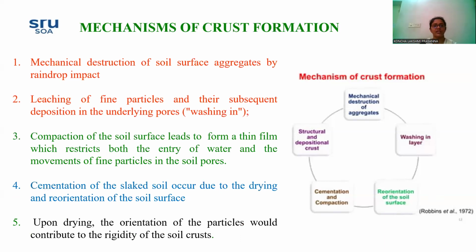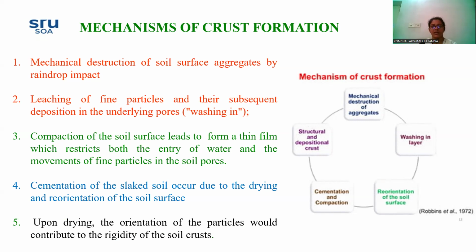So in the mechanism of soil crust formation, first is the mechanical destruction of the soil aggregates. Mechanical destruction of the soil aggregates is mainly caused by the high impact of the raindrops. When there is high impact of raindrops, then obviously the top layer of soils gets eroded. That is, washing in layer takes place.